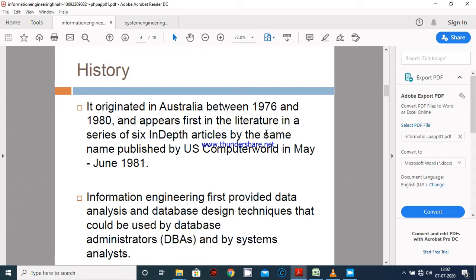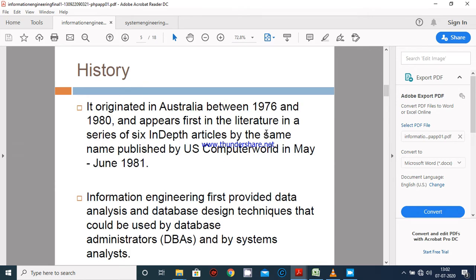So let's get back to the history of information engineering, which I covered in the PDF document, so that you can easily access it later. The history says information engineering originated in Australia between 1976 and the 1980s and appeared first in the literature in a series of six in-depth articles by the same name published by US Computer World in May-June 1981.